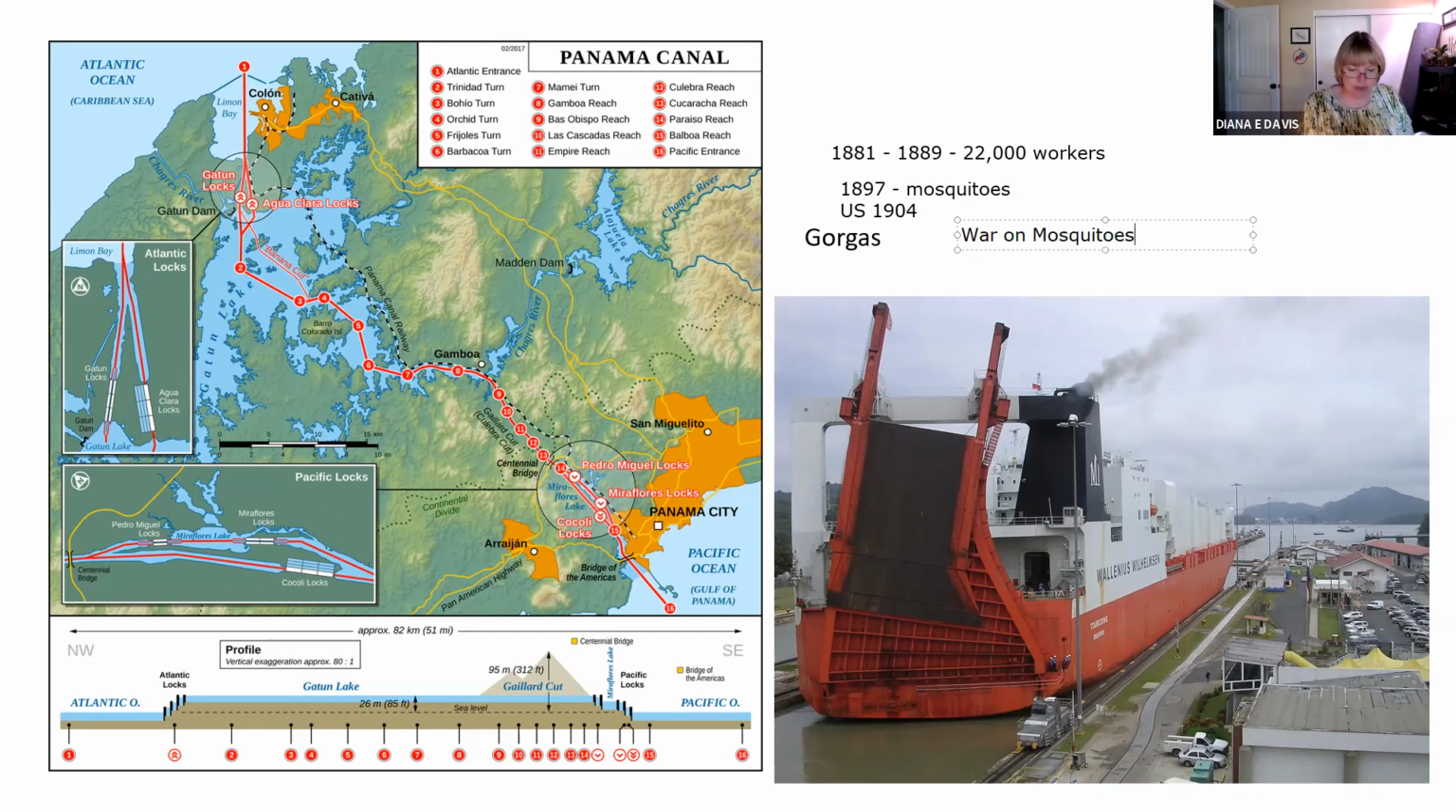And how did he do this? Well, he started putting screens on windows. This is something even today we don't see worldwide, but it makes a huge difference when you've got mosquito transmitted diseases. Window screens are fantastic for helping to protect people.